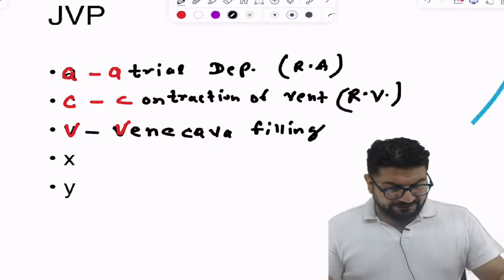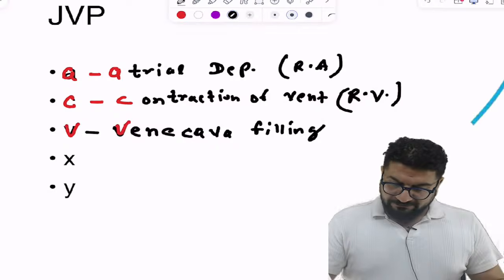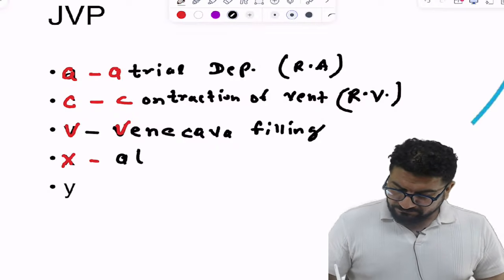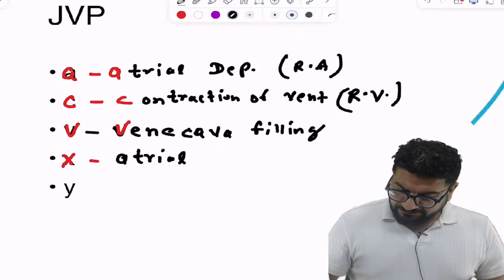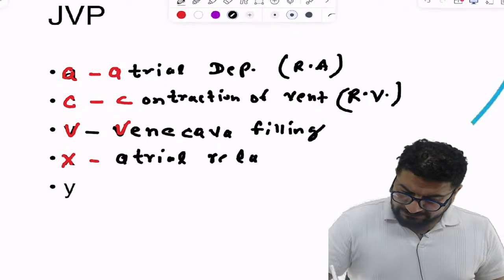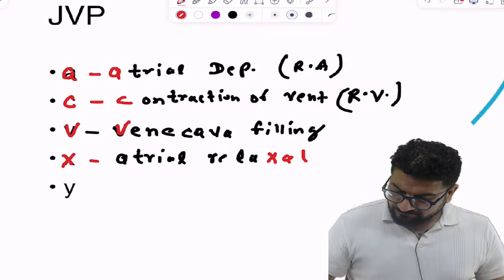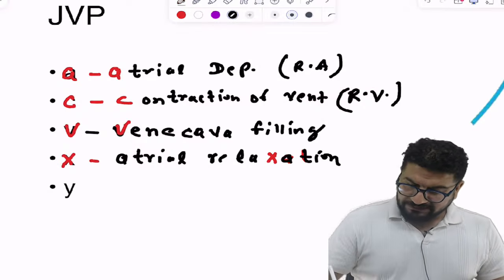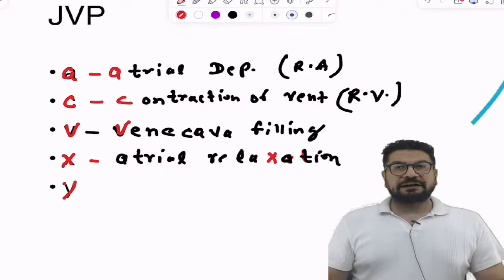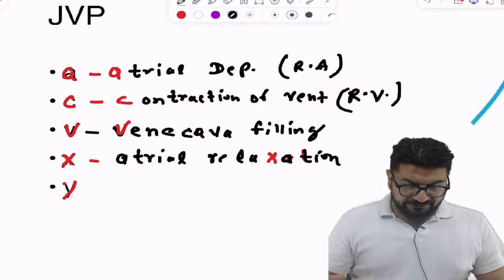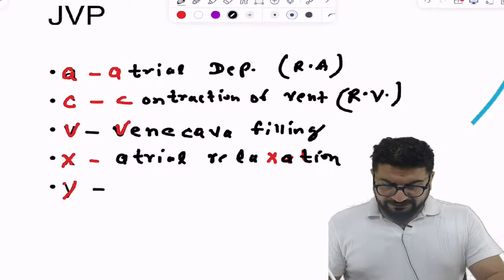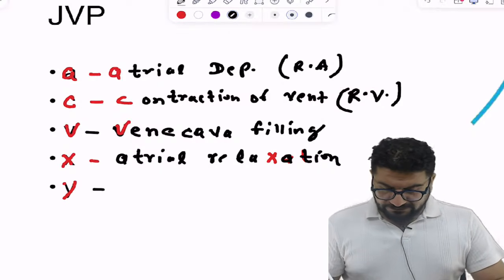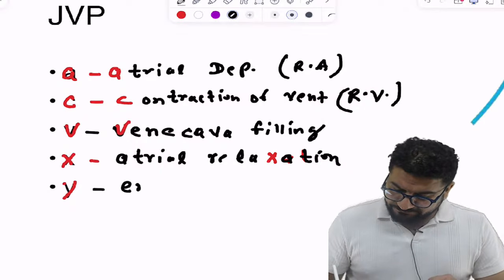Now what we have? We have X descent. It is due to atrial relaxation. And then what we have? We have Y descent. So Y descent is seen because of emptying of RA into RV.